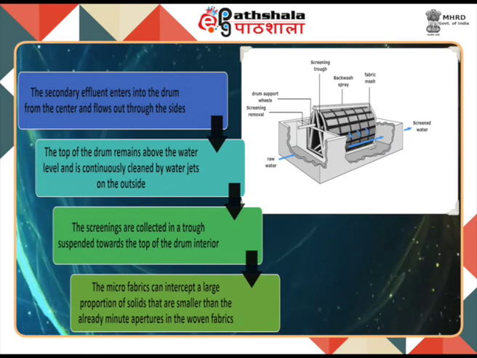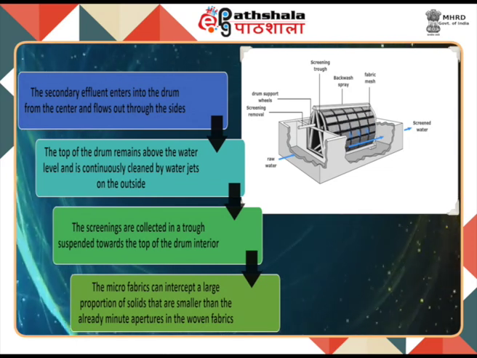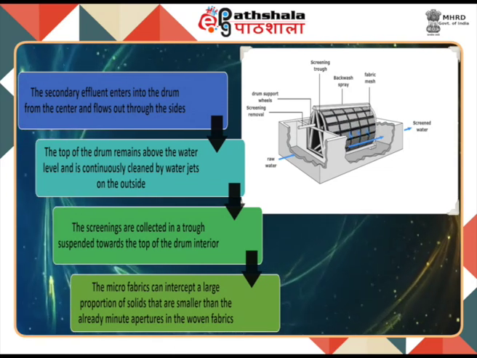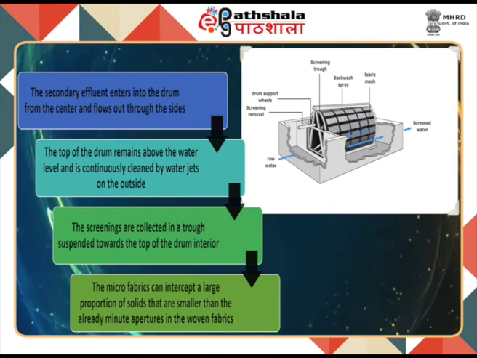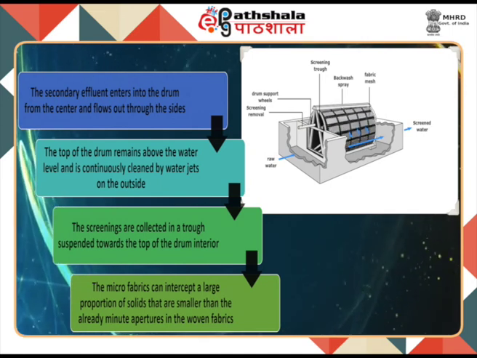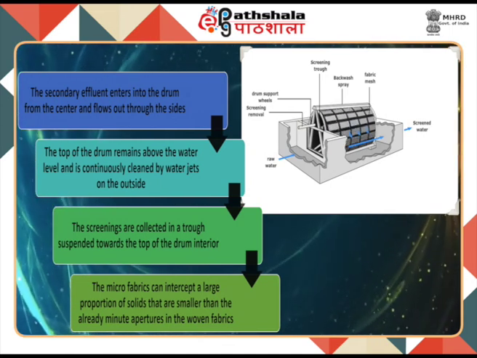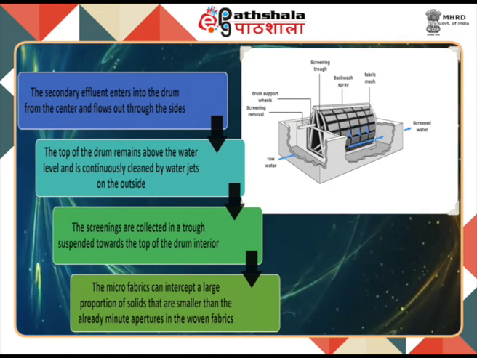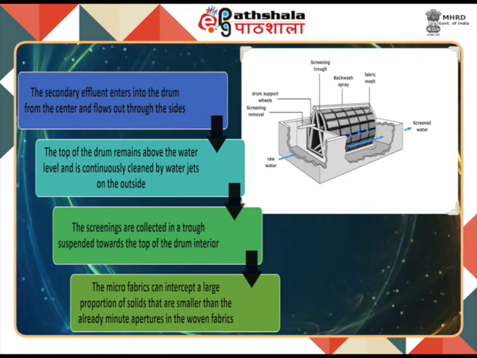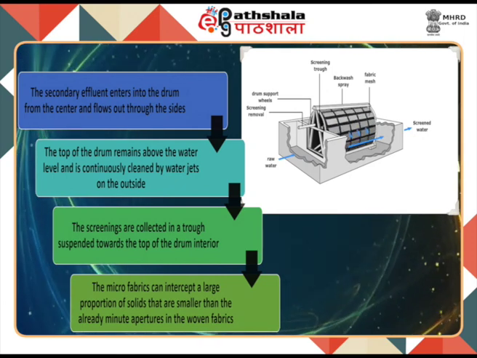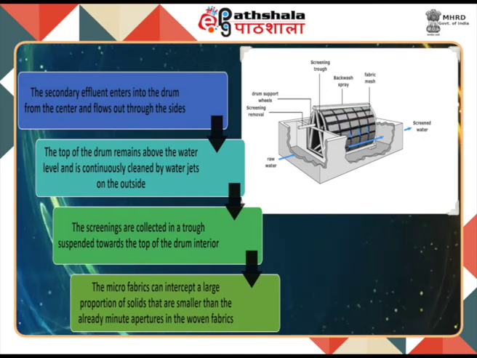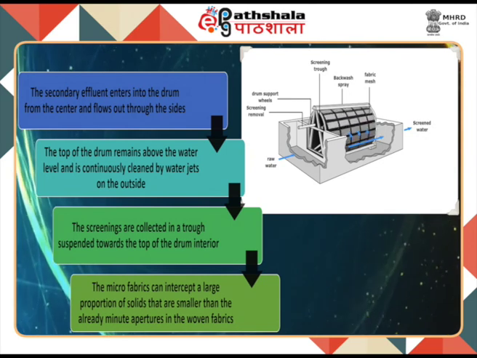The secondary effluent enters into the drum from the center and flows out through the sides, with the mat of solids accumulating on the screen inside the drum. The top of the drum remains above the water level and is continuously cleaned by water jets on the outside. The screenings are collected in a trough suspended towards the top of the drum interior.